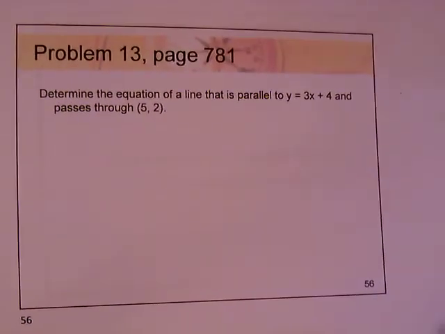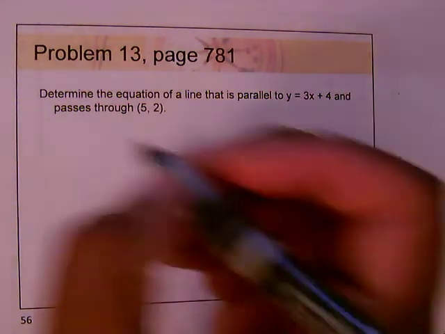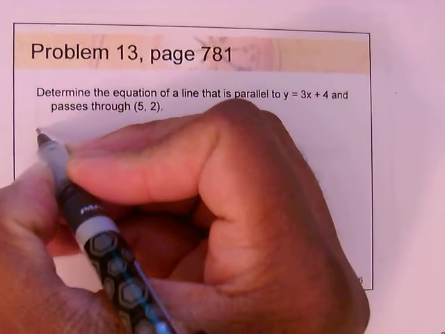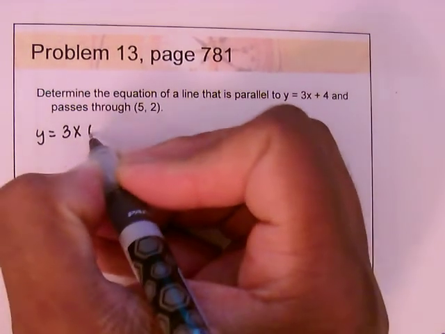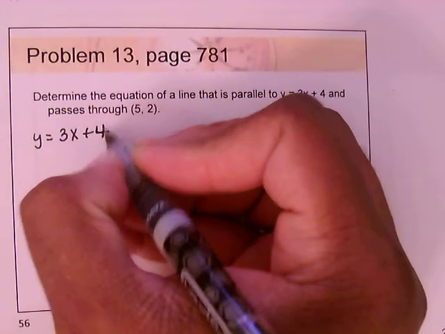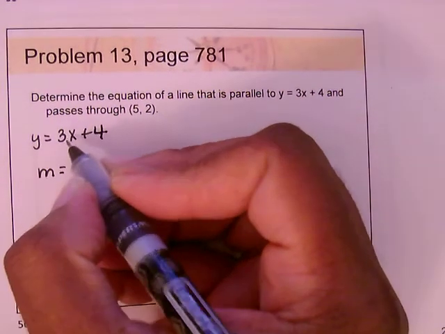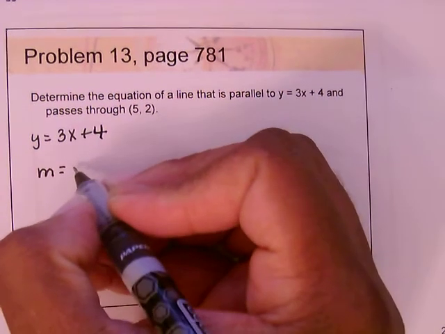Okay, now take a look at problem number 13 on page 781. Here we're going to determine the equation of the line that is parallel to y equals 3x plus 4 and passes through the ordered pair (5, 2). So, our equation is y equals 3x plus 4. It is in slope-intercept form, as you recall. That means we can identify the m. The m is the coefficient of x, which is 3.